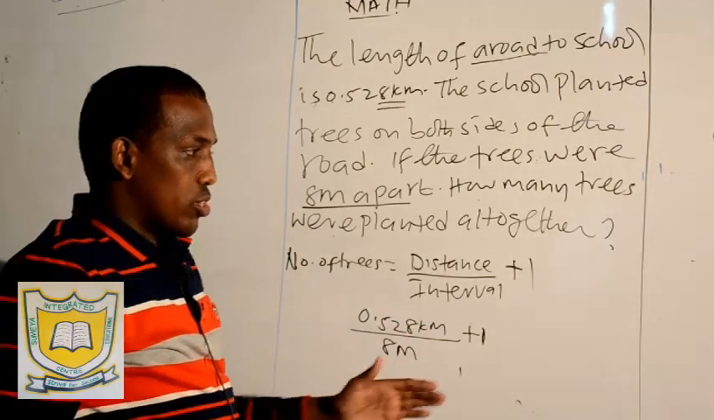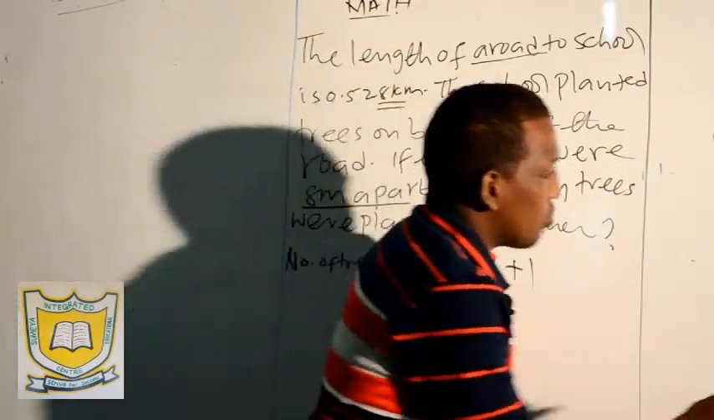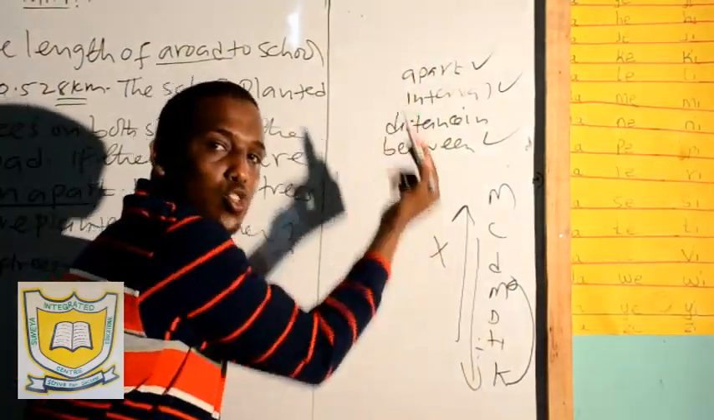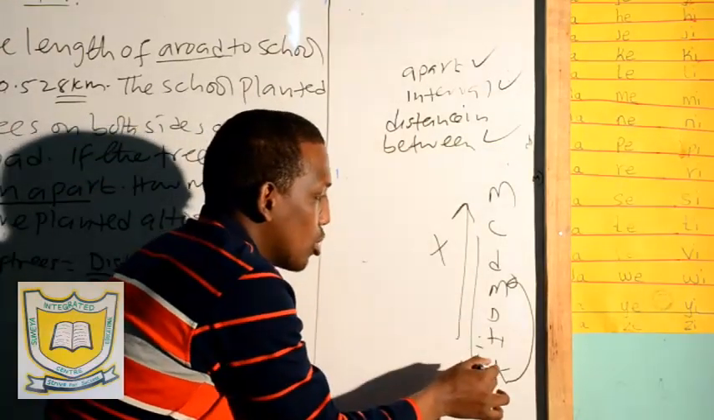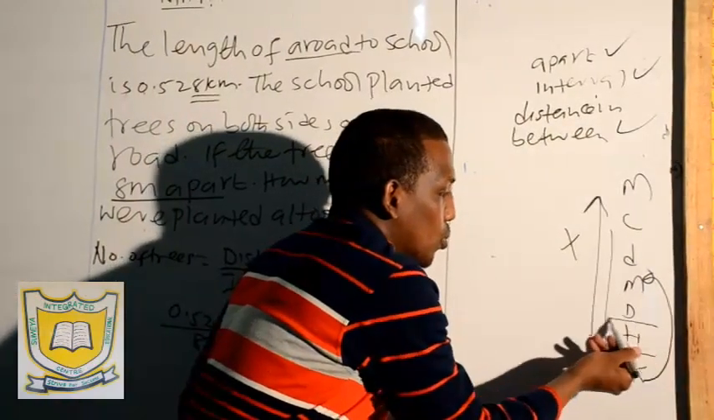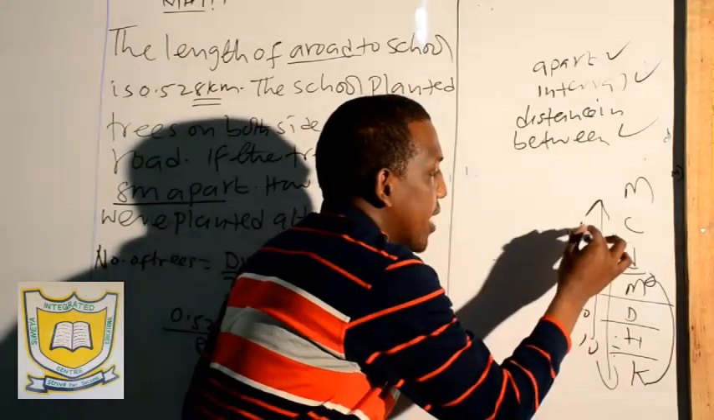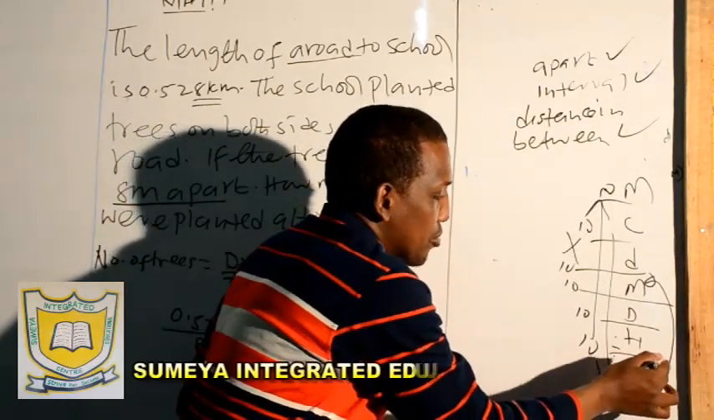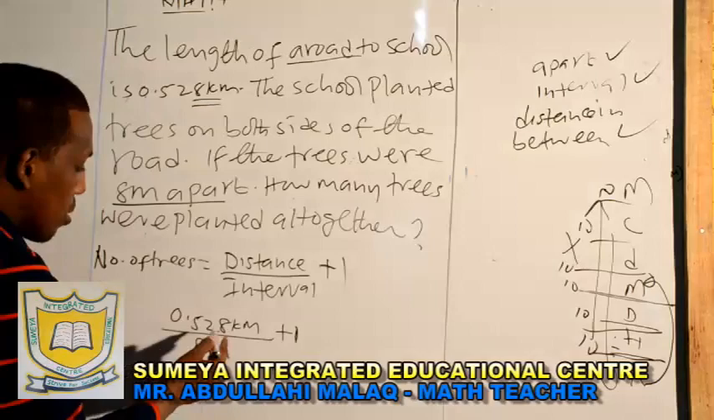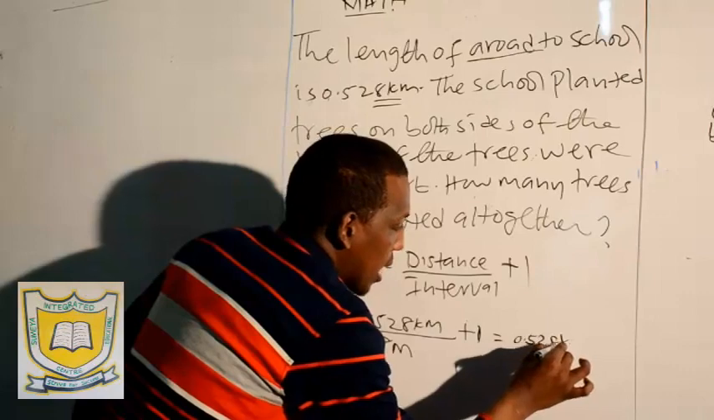Yesterday we introduced the mnemonic: King Henry died miserable disease called malaria. So let us change kilometer to meter. Kilometer is here, and we are changing it to meter. We are going up, so we are ascending, and when ascending, we multiply. Remember, each space is 10. How many steps have we moved? 1, 2, 3 steps upward. So with 3 steps upward, we multiply: 0.528 times 1,000.